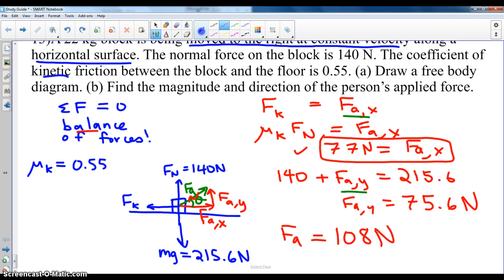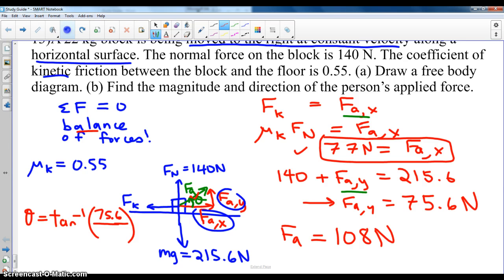Now theta, we see theta is up from horizontal right. You see that? It's pointing up. The way you find theta is it's the inverse tangent of opposite over adjacent, right? So what is opposite theta? Fay. That's the top right here. What is adjacent theta? Fax. So theta is inverse tan of 75.6 Fay over 77 Fax.